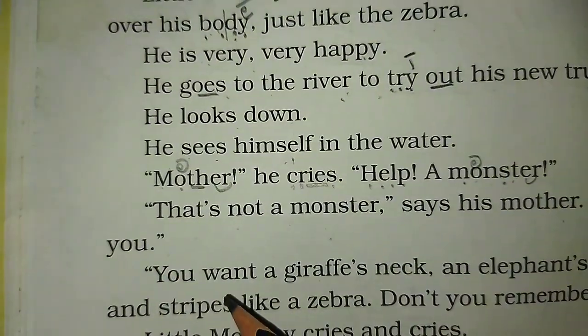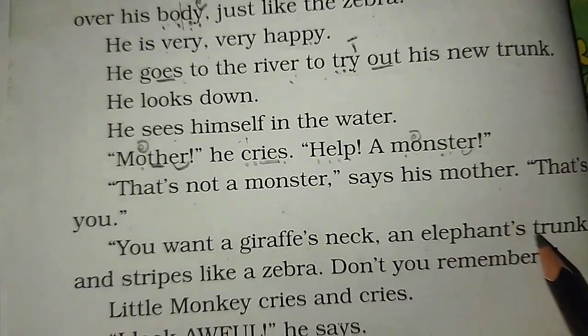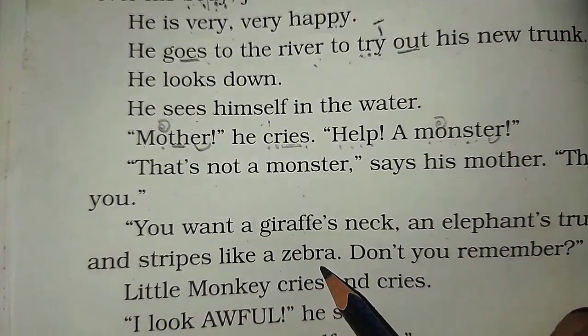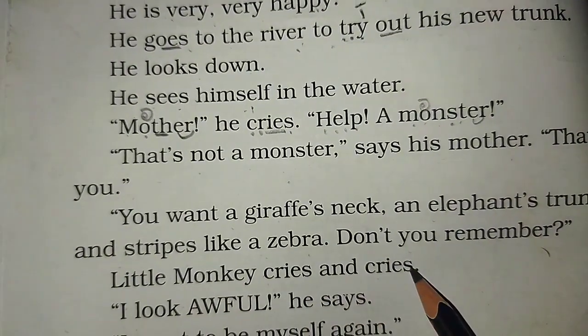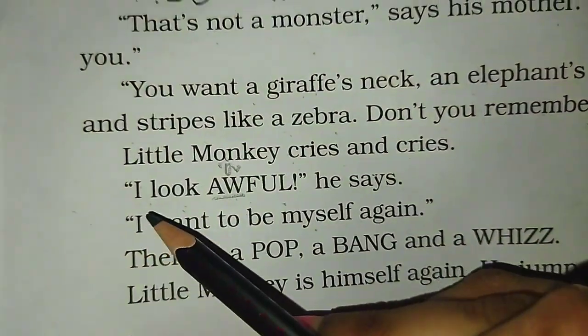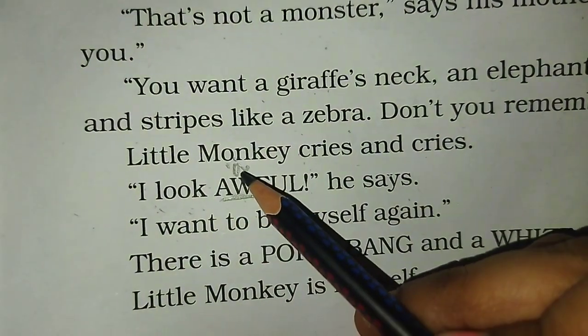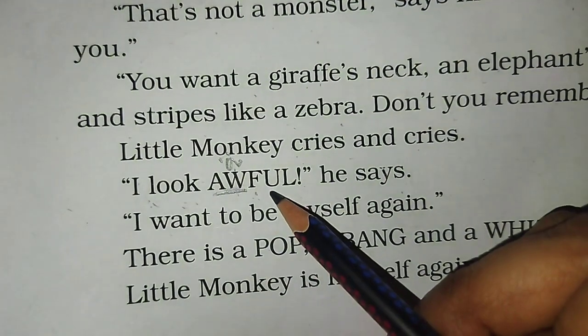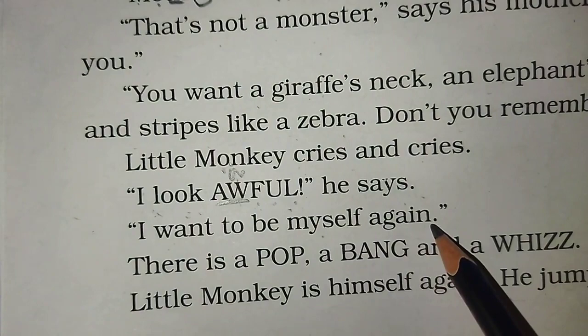That's not a monster, says his mother. That's you. You wanted a giraffe's neck, an elephant's trunk, and stripes like a zebra. Don't you remember? Little monkey cries and cries. I look awful, he says. Here AW is saying the broad A sound. Awful. He says, I want to be myself.